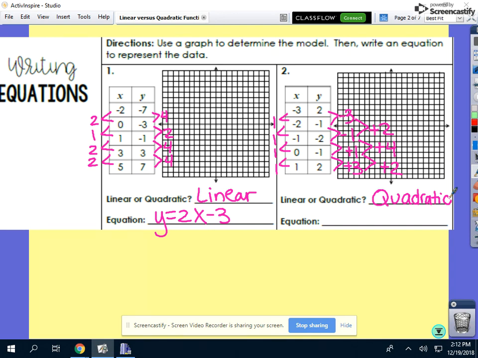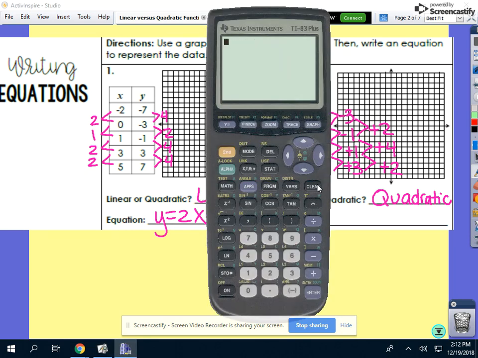Now we're going to input this into our calculator. Remember, to get into this screen, you need to hit Stat, Enter. Clear out the data that's already there so you can put new data in.